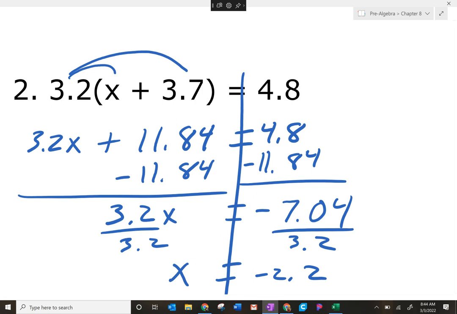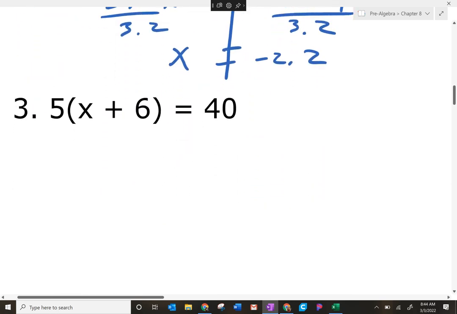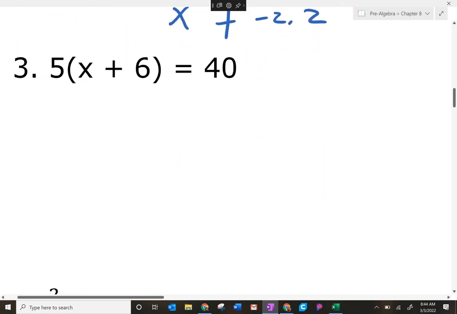By show of thumbs. Thumbs up, thumbs down. How you feeling? Do you feel like you could show off right now? I saw a lot of thumbs. Show me what you got. I got this 5x, or 5 times, in parentheses, x plus 6 equals 40. I want you guys to work this one.